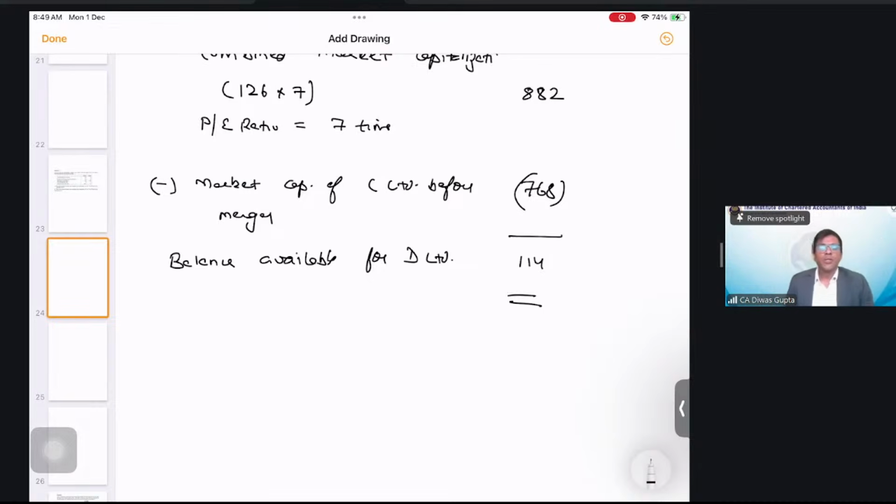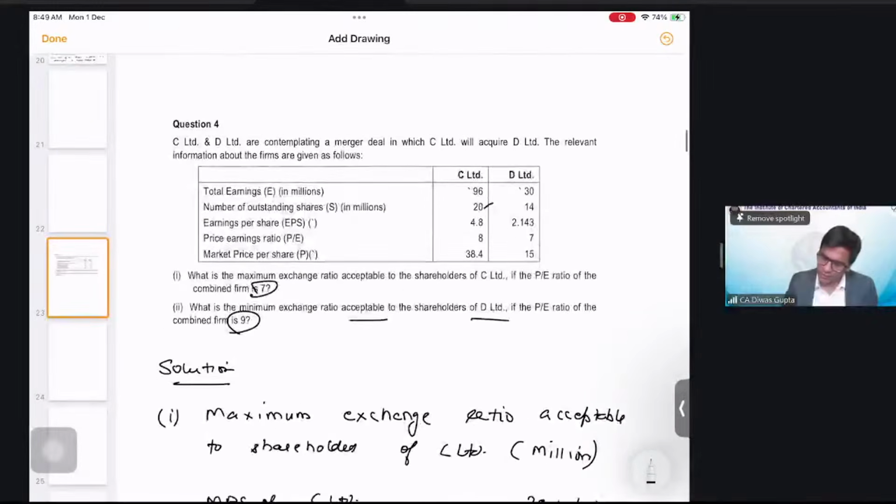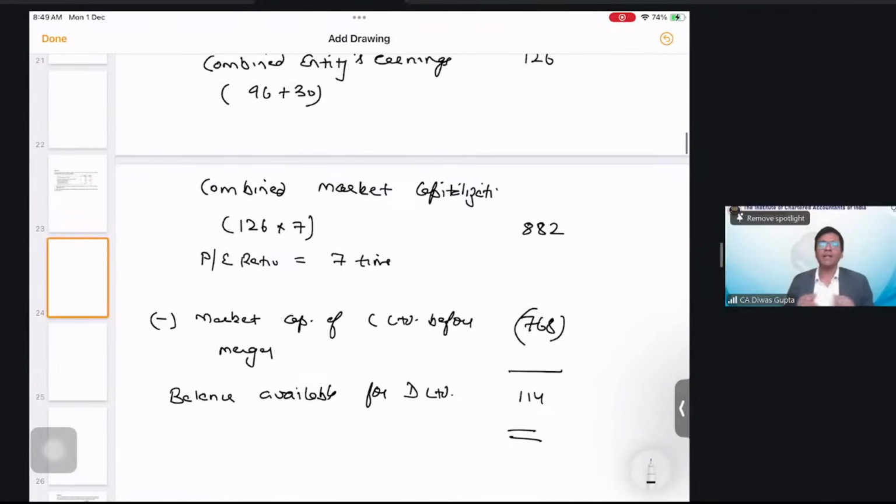So in a way, think of the incremental value from the perspective of the company which is acquiring, in this case C Limited. After merger, the overall value will be 882. Before merger, C Limited's value is only 768. So how much incremental value am I getting? 114. So the extent to which I can give the purchase consideration is 114, right?